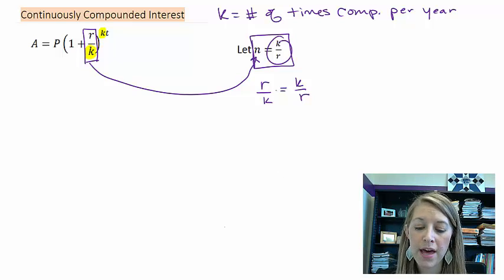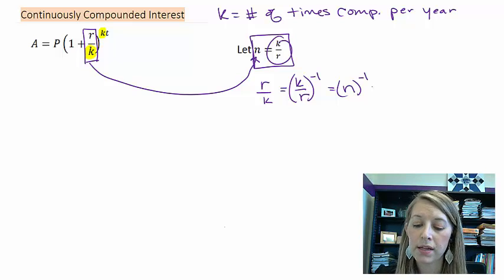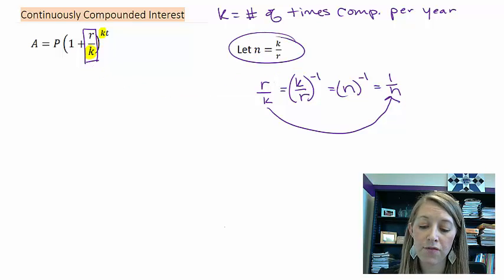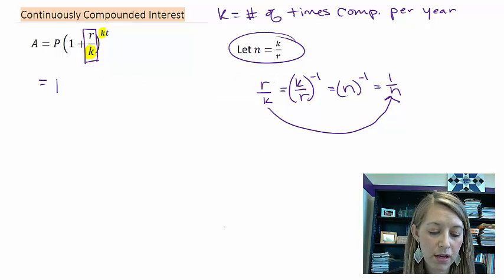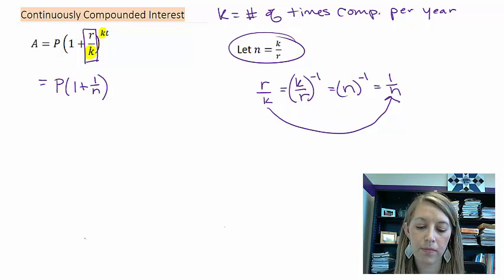And so I know I can tweak that by basically taking it to a negative exponent. And so that means it's the same thing as taking n to a negative exponent, or it's the same thing as taking the reciprocal of n. So I'm taking what was originally in the formula, and now I'm going to replace it with this 1 over n. And all I did was alter it using this information here. So my formula now becomes 1 plus, instead of r over k, now it's going to be represented by 1 over n.